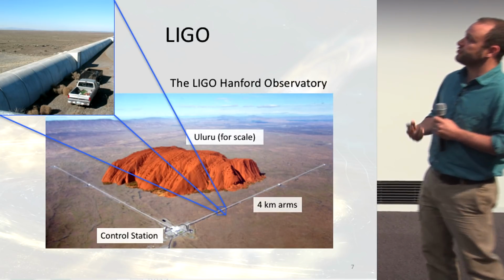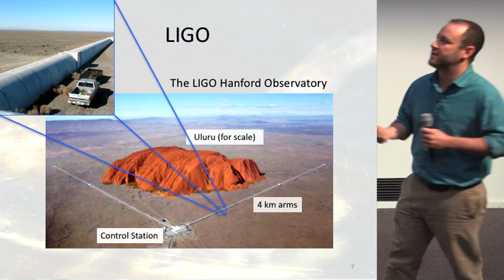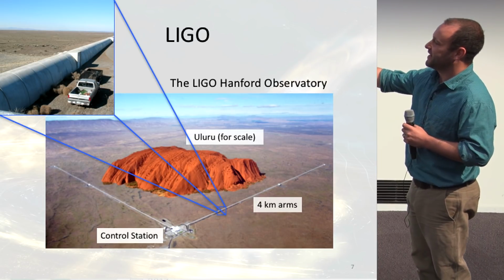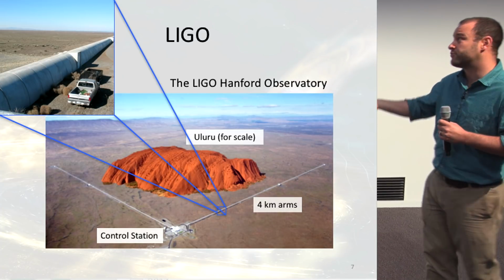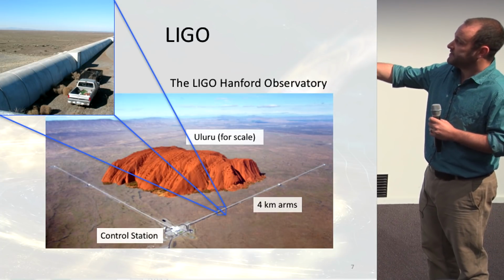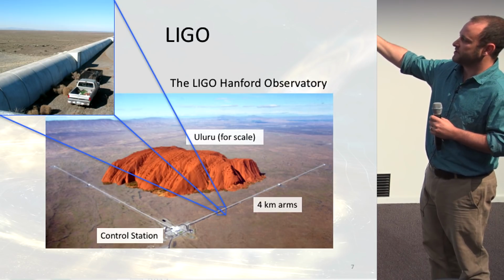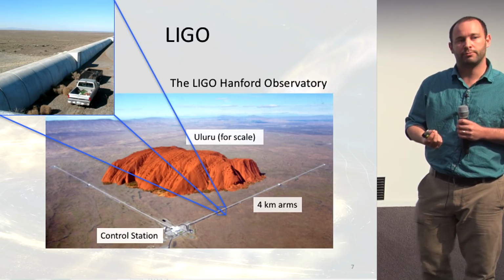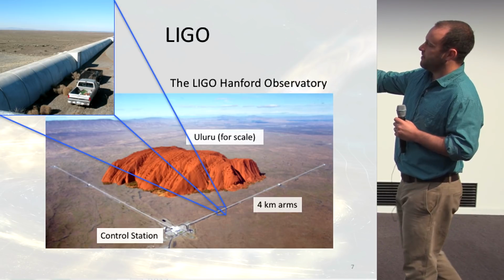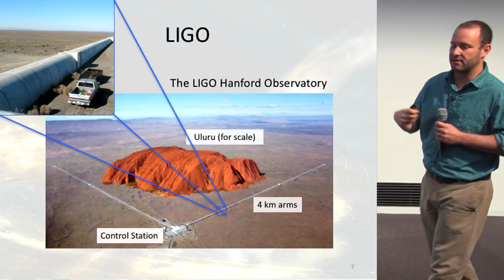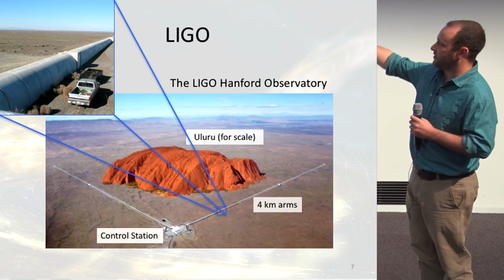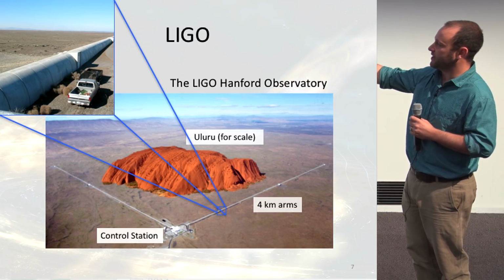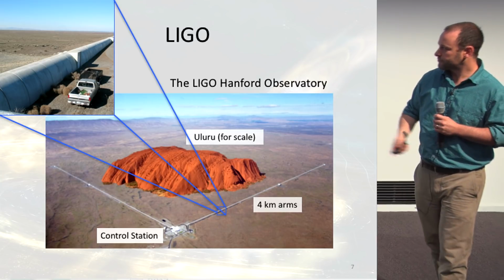And what we've done, just to give you a sense of scale, is we've put Ayers Rock in the center here, okay? So this is obviously a fudged image, but we've put Ayers Rock in to show you that these arms that we were talking about on the previous slide are actually 4 kilometers long. So here we have this control station. This is where that laser light gets generated. It gets put into the mirror and half the laser light comes out along this direction. The other half of the laser light comes along this direction.